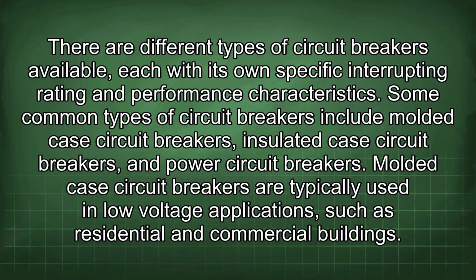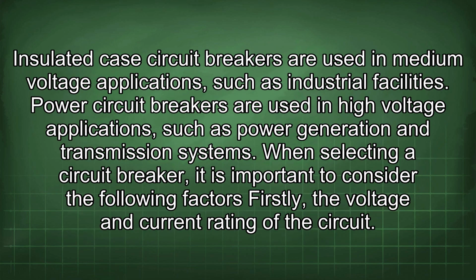There are different types of circuit breakers available, each with its own specific interrupting rating and performance characteristics. Some common types of circuit breakers include molded case circuit breakers, insulated case circuit breakers, and power circuit breakers. Molded case circuit breakers are typically used in low voltage applications such as residential and commercial buildings. Insulated case circuit breakers are used in medium voltage applications such as industrial facilities. Power circuit breakers are used in high voltage applications such as power generation and transmission systems.